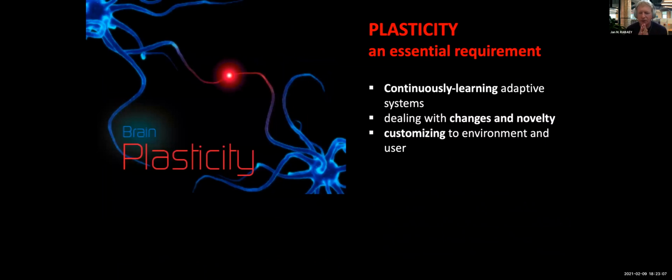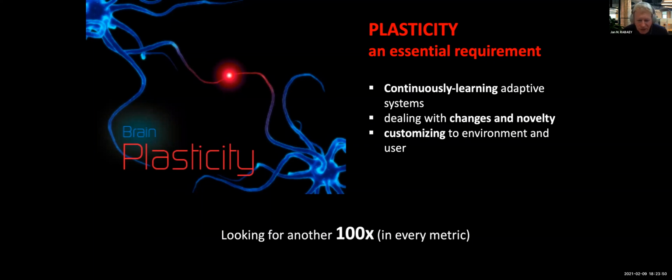Now, one thing I really want to point out that has to do with this continuous learning aspect is that plasticity is essential. If you look at machine learning these days, we see a lot of big data. You collect a huge amount of data, you build a model, and then you distribute the model and it's fixed. That's not sufficient. In the world we live in, continuous learning and adaptation to the situation at hand is absolutely essential. We have to be able to deal with changes, with novel situations we haven't seen before, and again, customized to the environment and the user. So plasticity to me is another important element. It's a system that has to be continuously evolved.